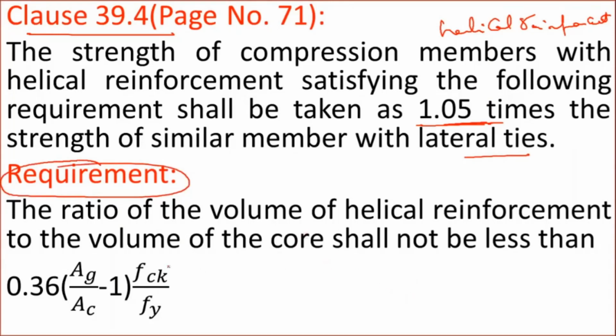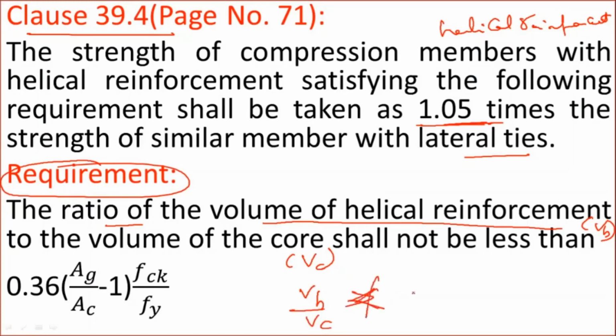So what is that requirement? The ratio of volume of helical reinforcement, let us say it is VH, to the volume of the core, let us say the volume of the core is VC. That ratio VH by VC shall not be less than 0.36 times (AG by AC minus 1) into fck by fy.